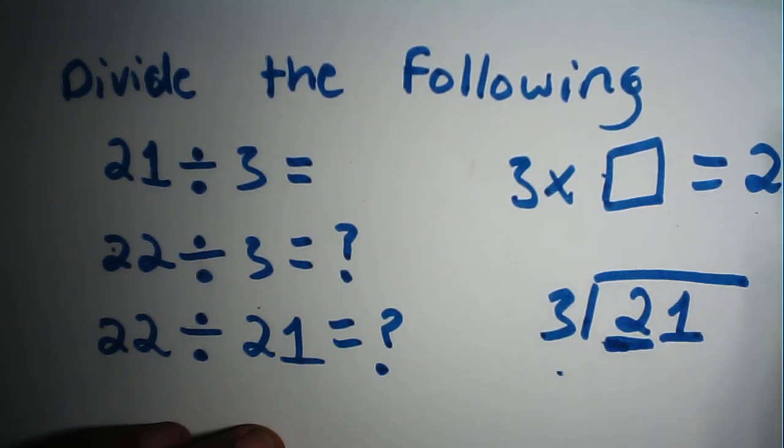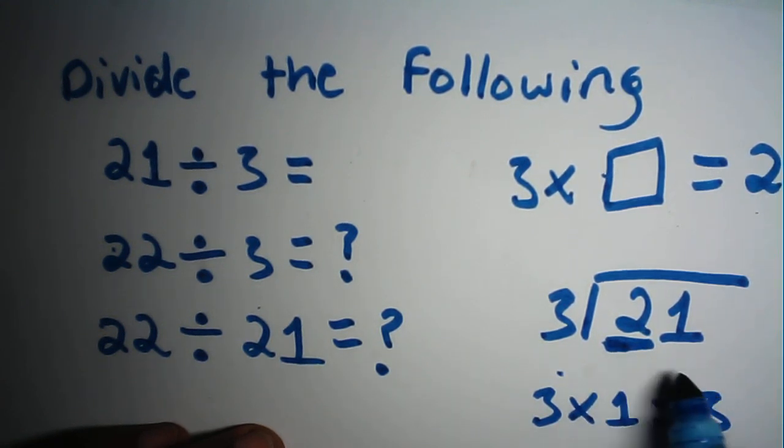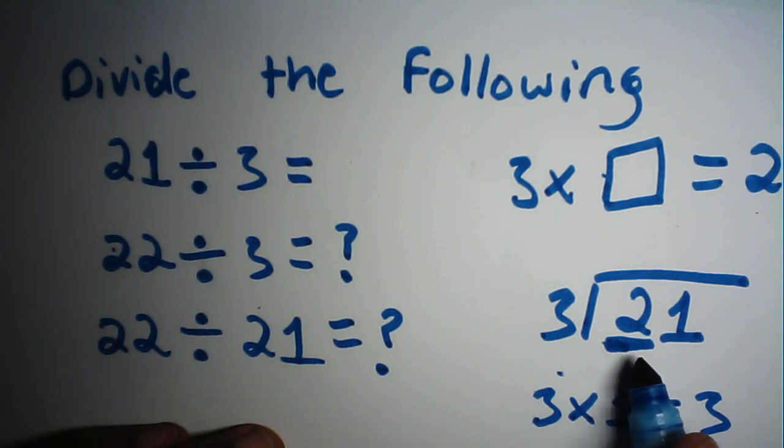Because if we look at the multiples of 3, 3 times 1 equals 3 right away. If 3 times 1 equals 3, then we know right away 3 is bigger than 2. Because 3 is bigger than 2, we need to move to the next number place. We cannot say this 3 is going to divide that 2.